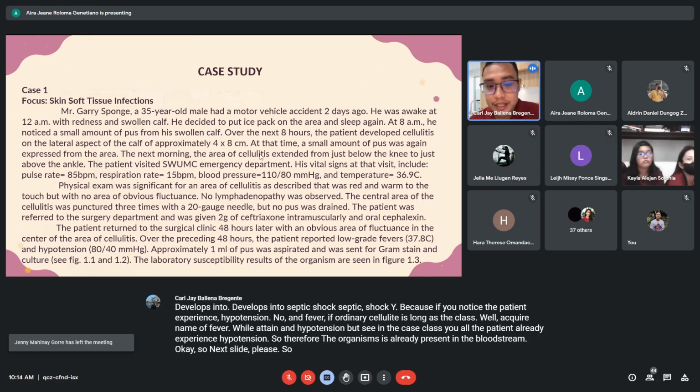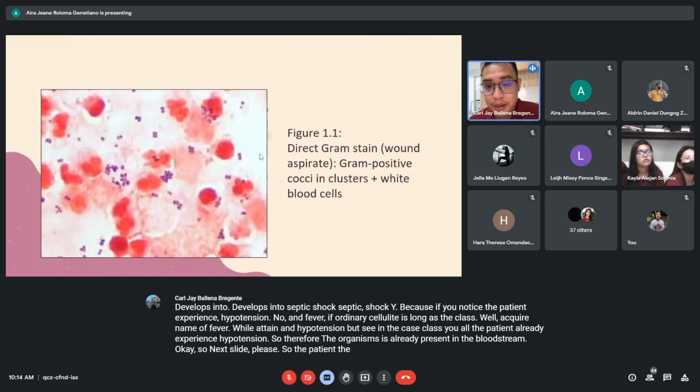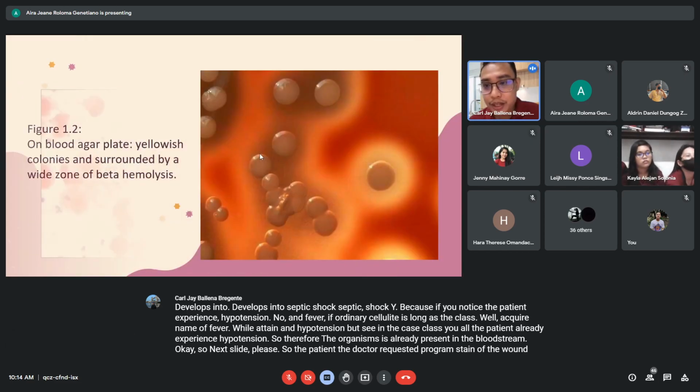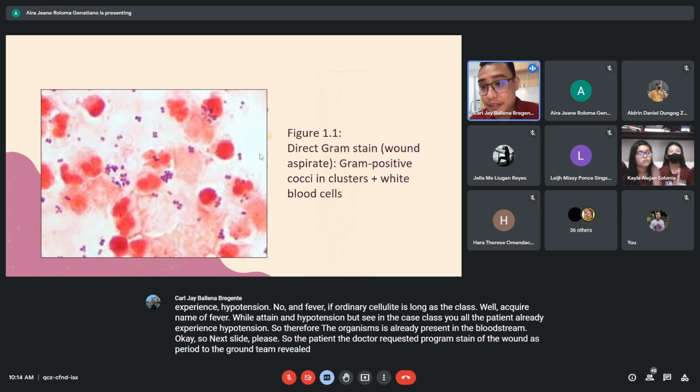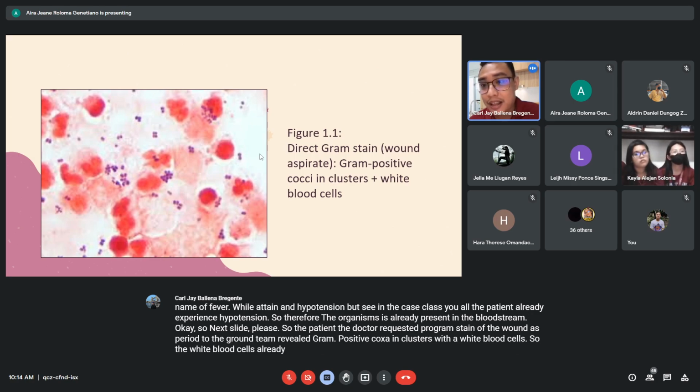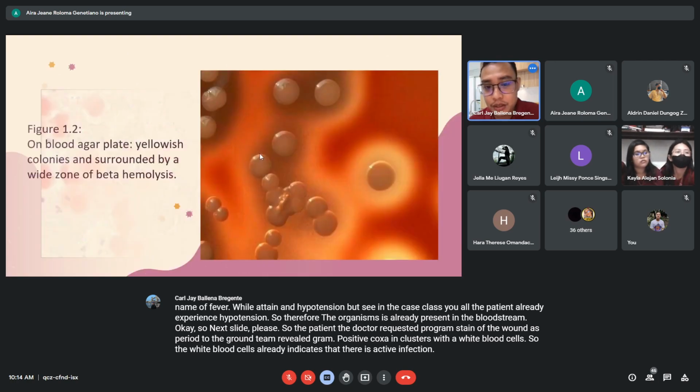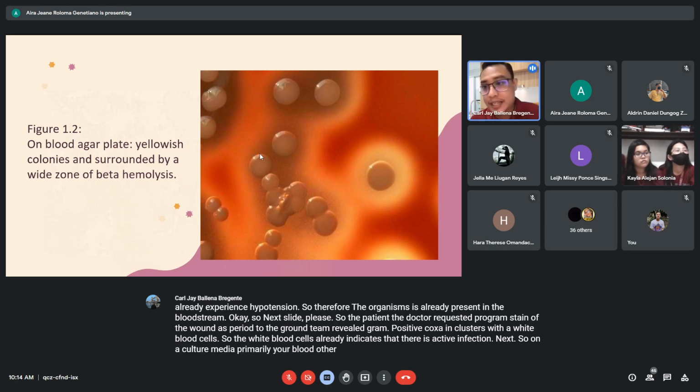So the doctor requested a gram stain of the wound. The gram stain revealed gram-positive cocci in clusters with white blood cells. The white blood cells already indicate that there is active infection. Next. On a culture medium, primarily your blood agar plate, the organism reveals yellowish colonies.